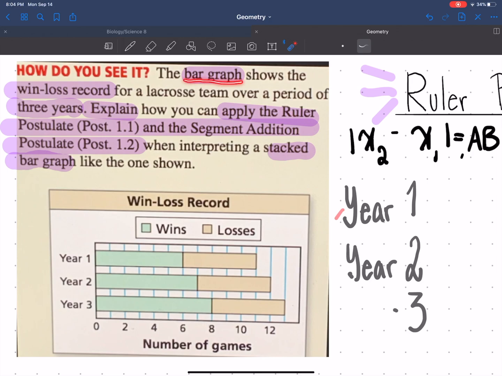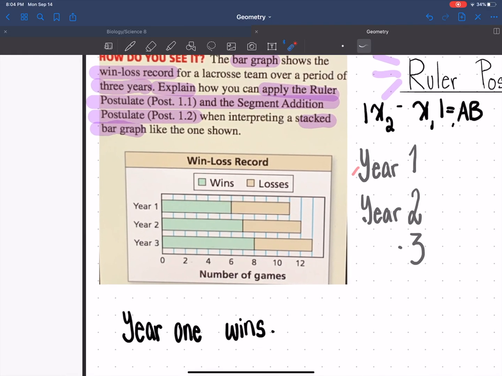The bar graph shows the win and loss record for a lacrosse team over a period of 3 years. Explain how you can apply the ruler postulate, Postulate 1.1, and the segment addition postulate, Postulate 1.2, when interpreting a stacked bar graph like the one shown below.